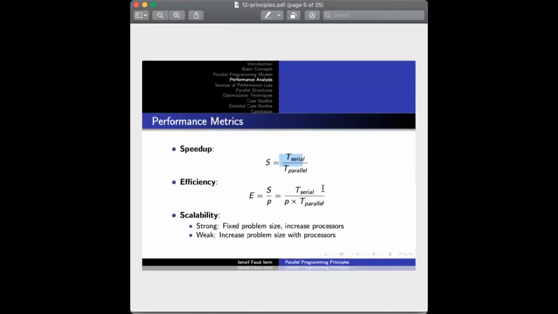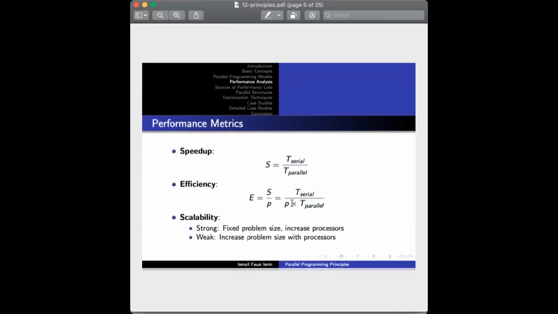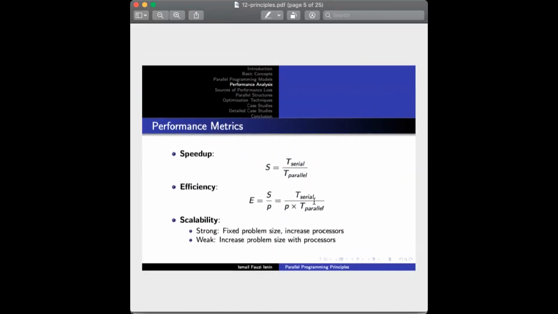Next, we calculate the efficiency by dividing our calculated speedup by our processor count, P. This mathematically expands to the sequential time divided by the total number of processors times the parallel execution time. So this is the formula for efficiency.